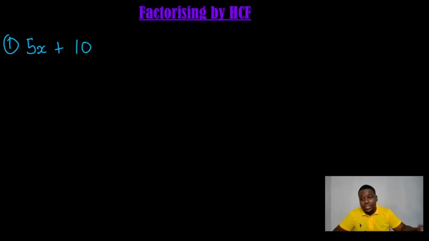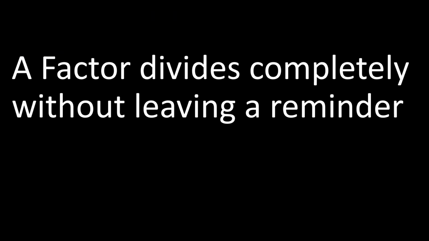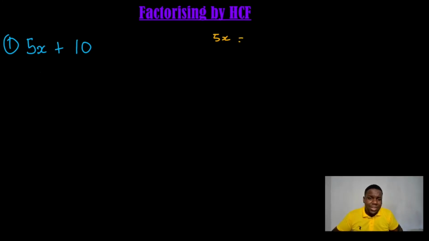So here is our first example: 5x plus 10. We're going to list the factors of 5x and also for 10. A factor divides completely without leaving a remainder. Now, the factors of 5x, let's just think about it. What two numbers or terms could we multiply to give us 5x? We know that if we multiply 1 times 5x, we get 5x. But we could also multiply 5 times x to give us 5x. Therefore, we can say that the factors of 5x are 1, 5, x, and 5x.